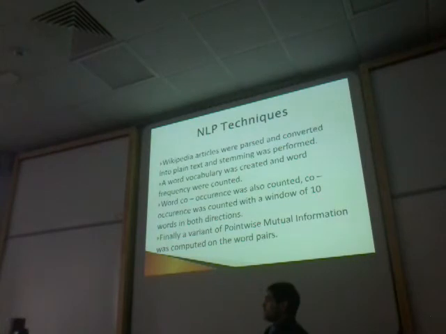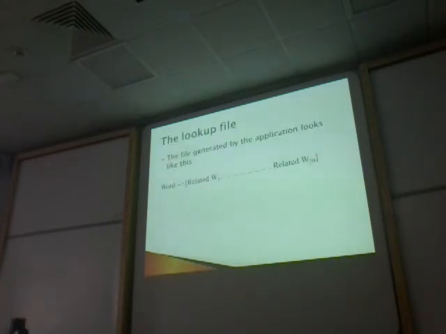To find related words, I used a technique called pointwise mutual information. Now, pointwise mutual information is a probabilistic technique that, based on frequency of words, is able to give you a value for how much the words are related to each other. So I was able to rank words based on their relatedness using pointwise mutual information, and I generated a lookup file that is the actual file that's going to be used by the application to look for related words.